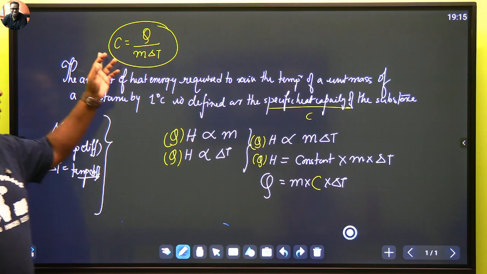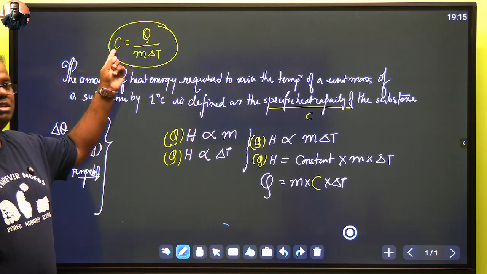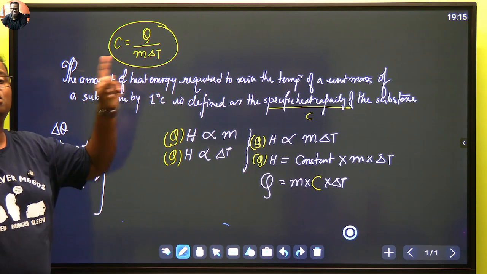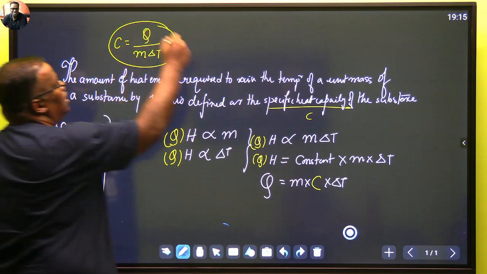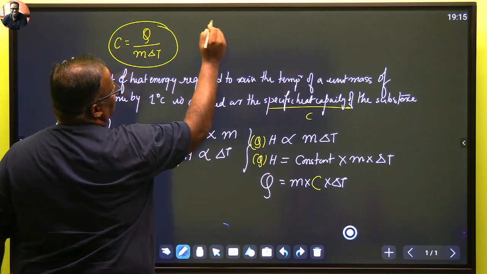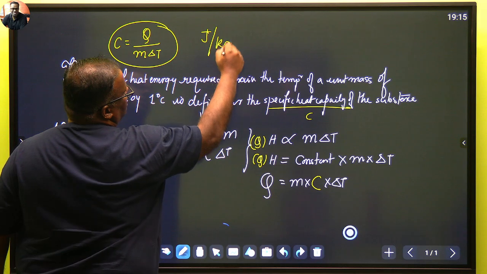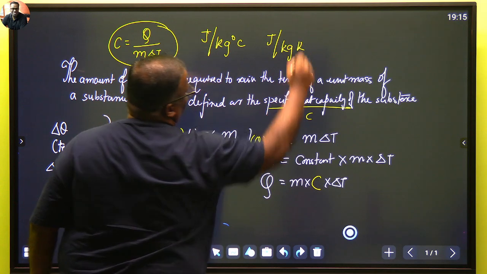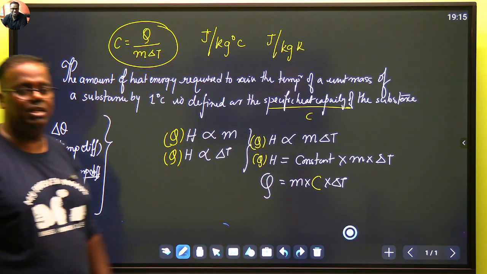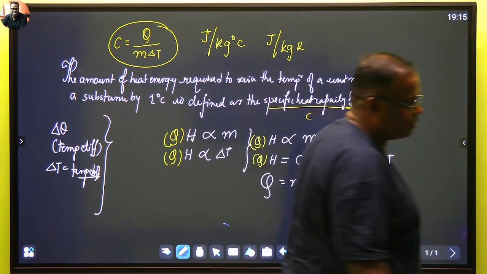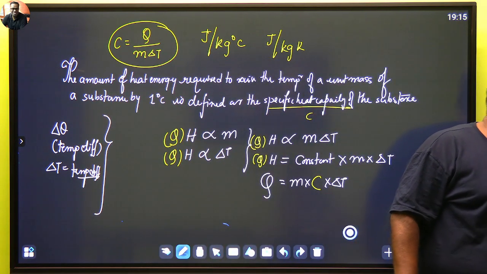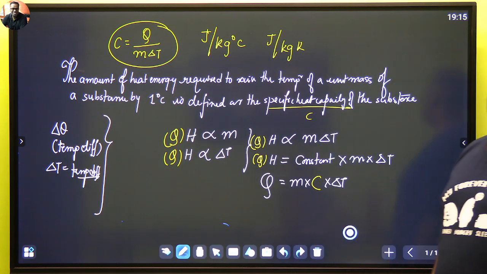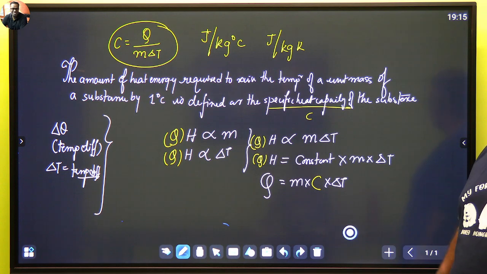So now you see whatever definition you wrote, C means amount of heat per unit mass of substance to raise the temperature by 1 degree centigrade. So what should be the unit of C? Heat is always measured in joules, so C is in joules per kg degree centigrade, or it can be joules per kg Kelvin. This is specific heat. Specific heat of a substance is said to be the amount of heat required to raise the temperature of unit mass of a substance by 1 degree centigrade. Is the concept understood? Right?